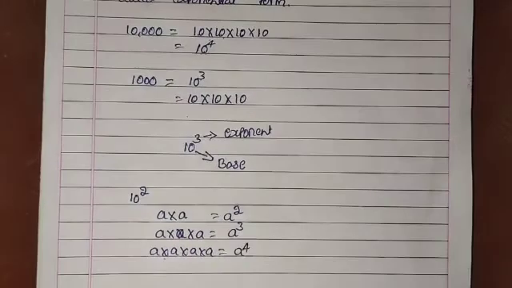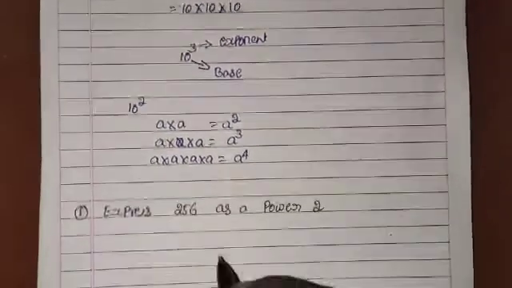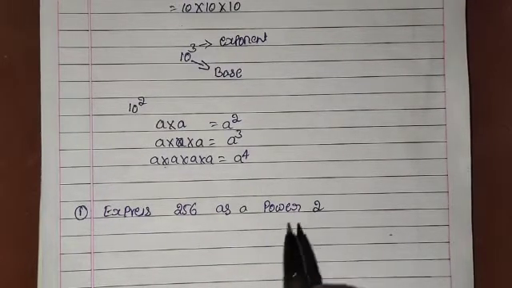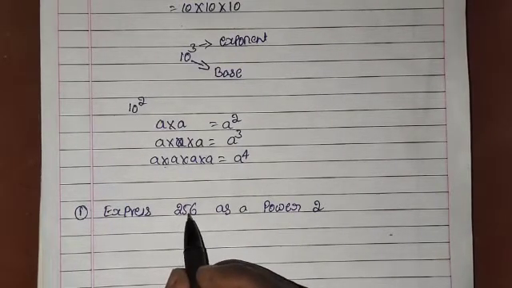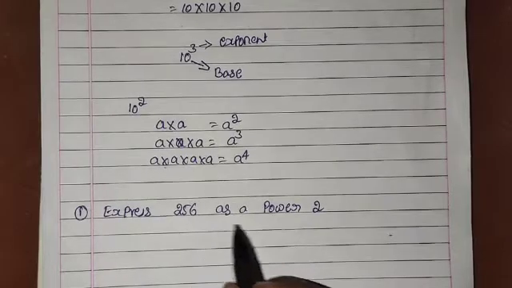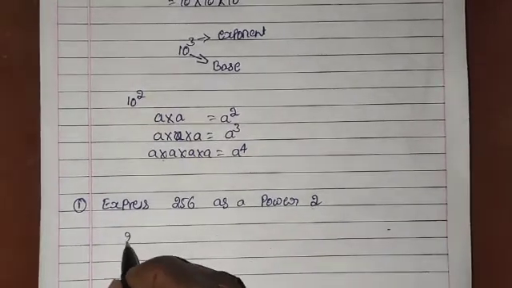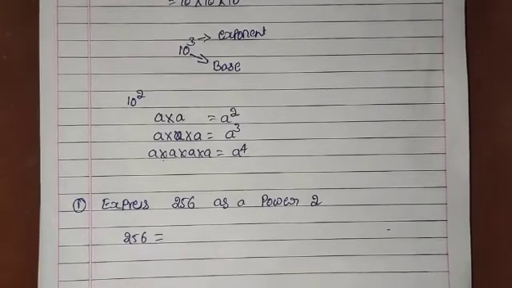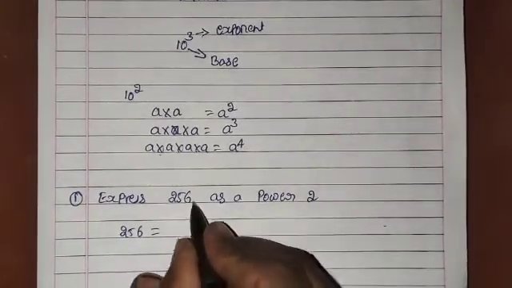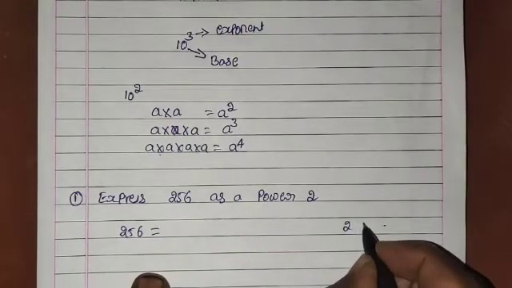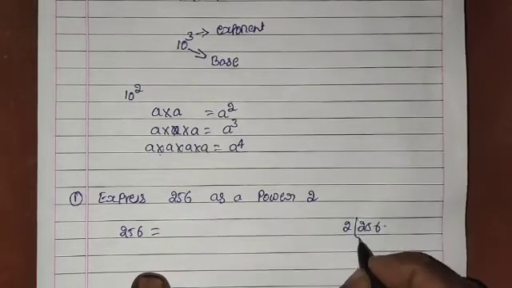How to express the given numbers in exponential form? The first example is to express 256 as a power of 2. It means we have to write 256 in a shorter form, in the power of 2. Let's see how to write this. 256 is equal to... we have to write 256 in the power of 2. It means we have to divide 256 by 2. Let's see how many times.